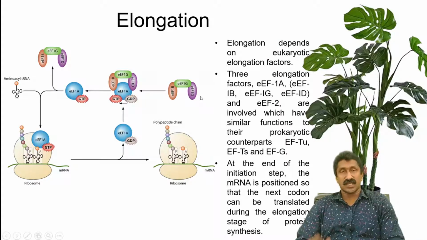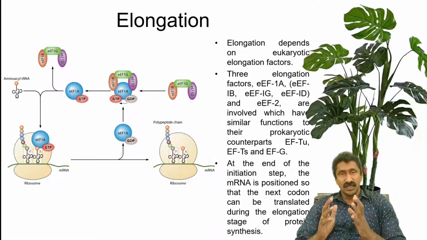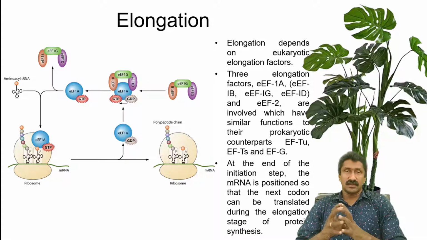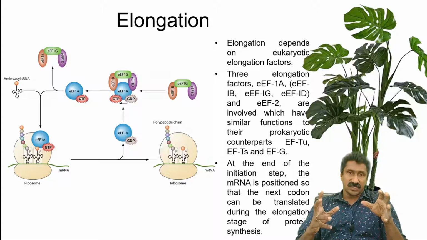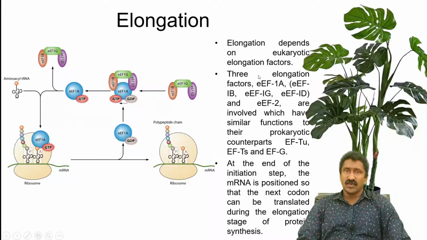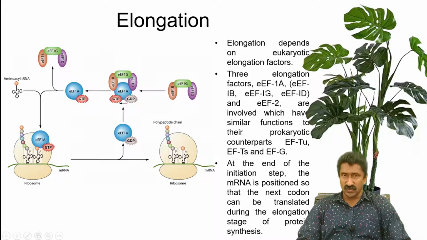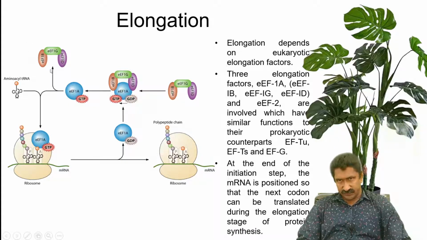So the next stage, the second stage, is the elongation. The elongation depends on eukaryotic elongation factors. There are 3 elongation factors specifically. It's not 3, the second one is a complex of 3. The 3 elongation factors are eukaryotic elongation factor 1A, 1B, and 2, eukaryotic elongation factor 2. The 1B is not 1B, it is 1G and 1D. These 3 components jointly form a complex.